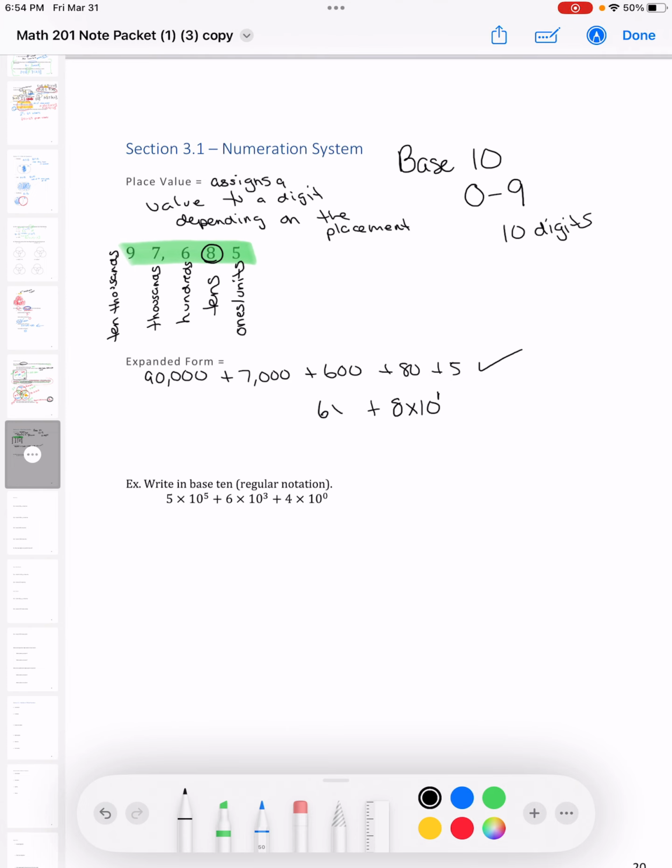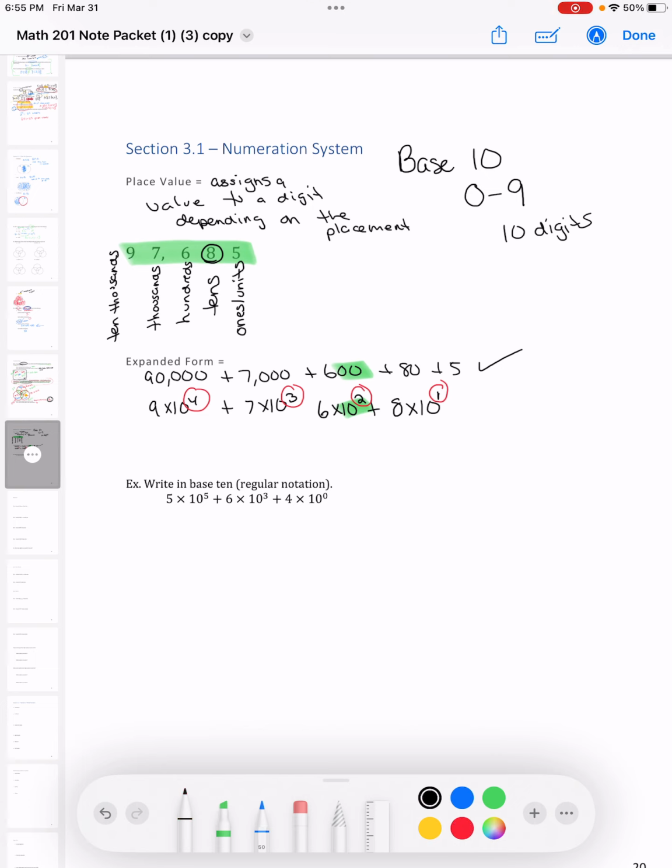I could write that 600 as 6 times 10 squared. 10 squared is the same thing as that 100 right there. You can even see those two zeros we've got going on there. That 10 squared, the 2 up there, is telling me that I'm two zeros over. I'm in the hundreds place. 10 cubed is 1,000. So that 7,000 could be 7 times 10 cubed. And then I could have 9 times 10 to the 4th. So you can see these place values are increasing by 1. Every time we go to a place value, those exponents increase by 1.